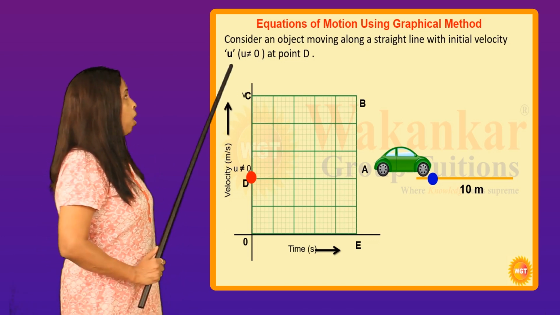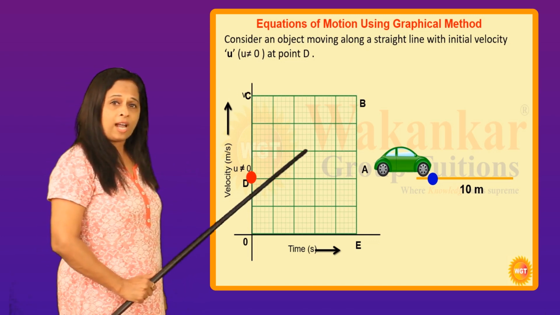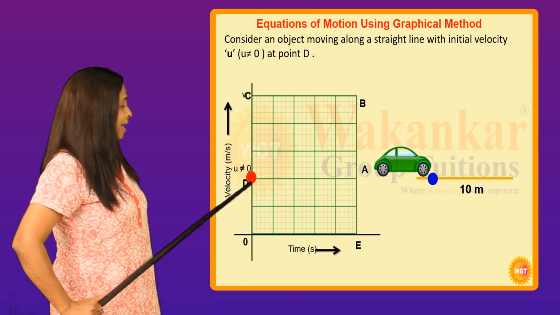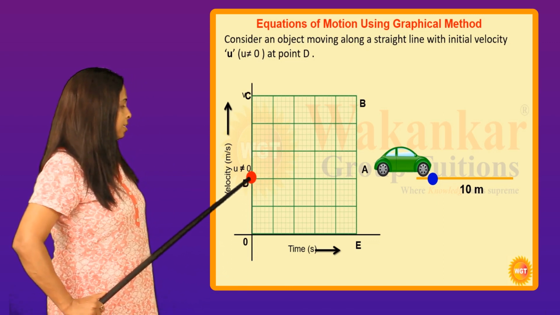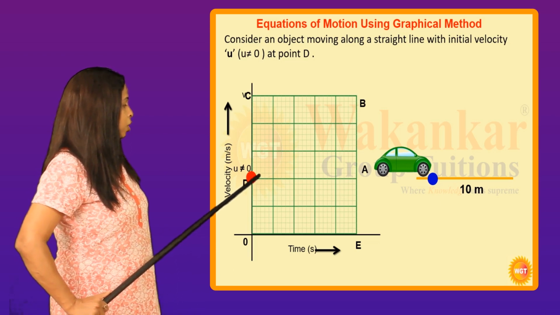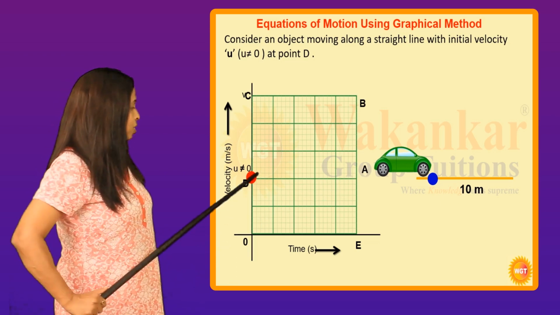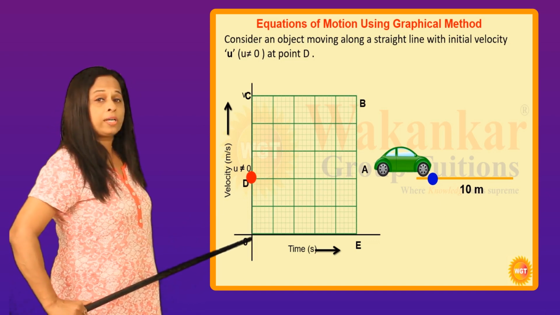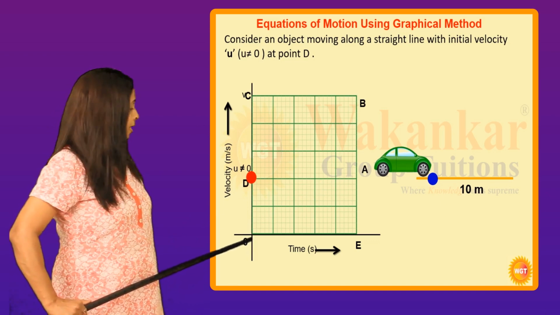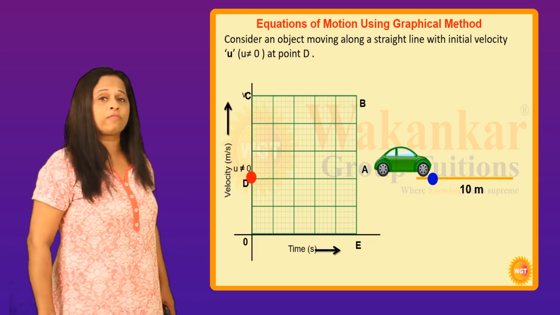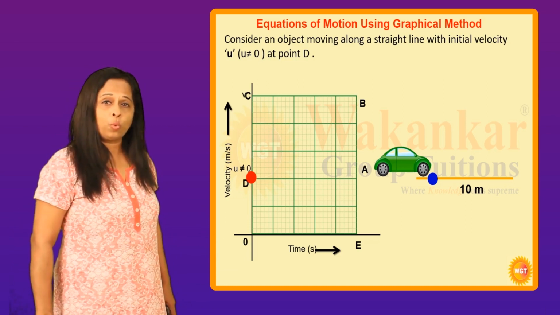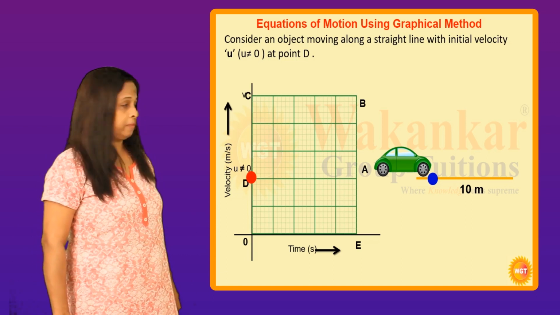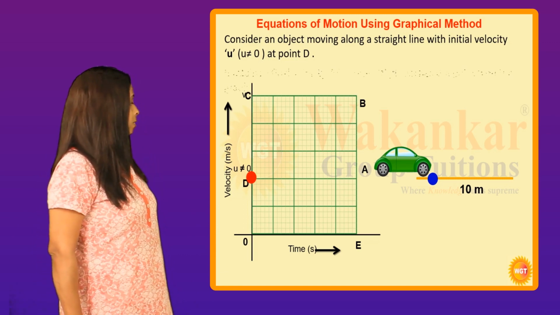We are going to plot u on this graph. Let us see u on this graph, that is at point D. You can consider the initial velocity of this car as u at point D at 0 time. That means in the beginning, the initial velocity of the car is u, which is plotted on the graph at point D. Let us see what happens then.